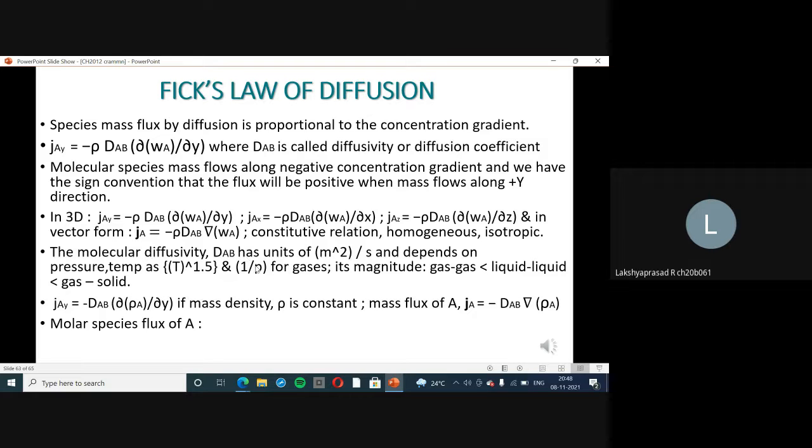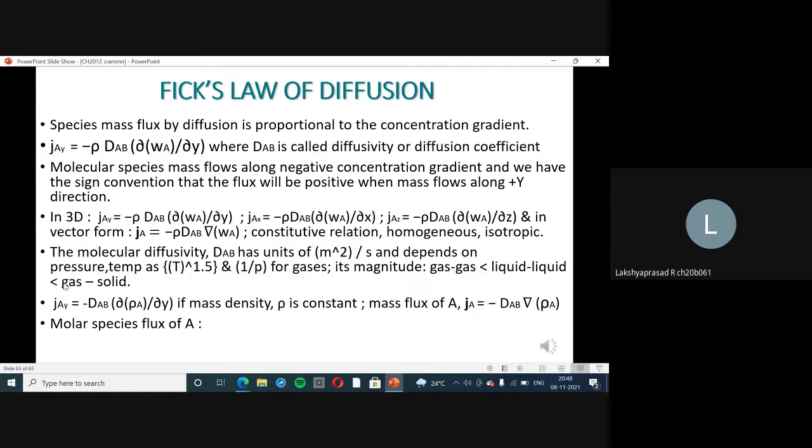DAB is molecular diffusivity. It has units of meters square per second, and it actually depends on temperature and pressure also. For gases, it varies as T to the power 3 by 2 and reciprocal pressure, for example. And its magnitude in the case of a gas-gas mixture will be lesser than that of a liquid-liquid mixture.